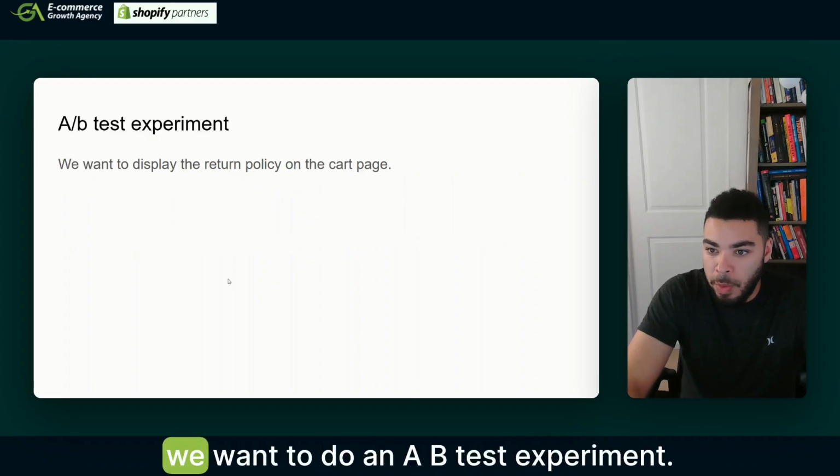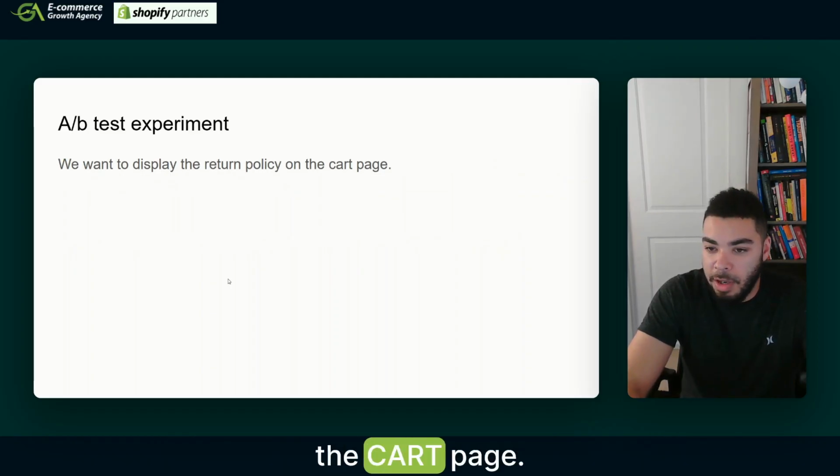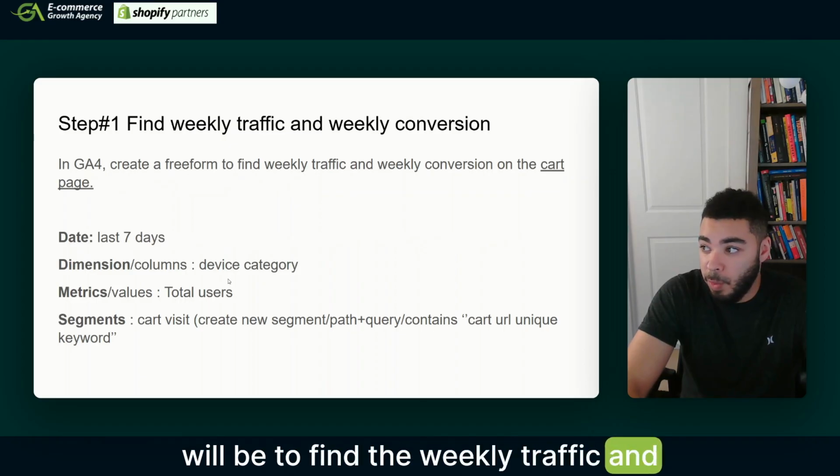So let's say we want to do an A/B test experiment. The test we want to do on our website is to display the return policy on the cart page. The number one step will be to find the weekly traffic and weekly conversions.